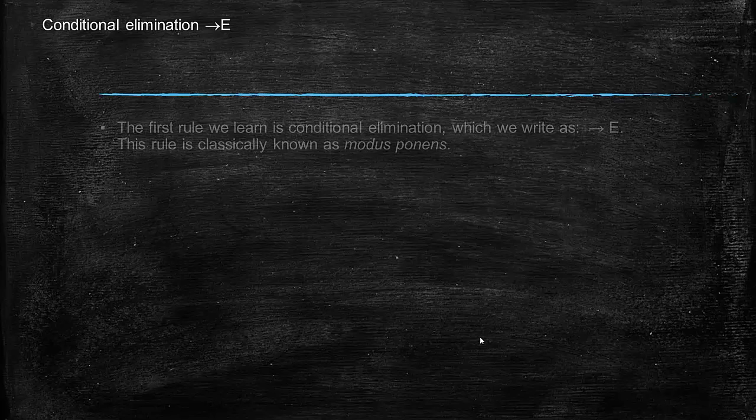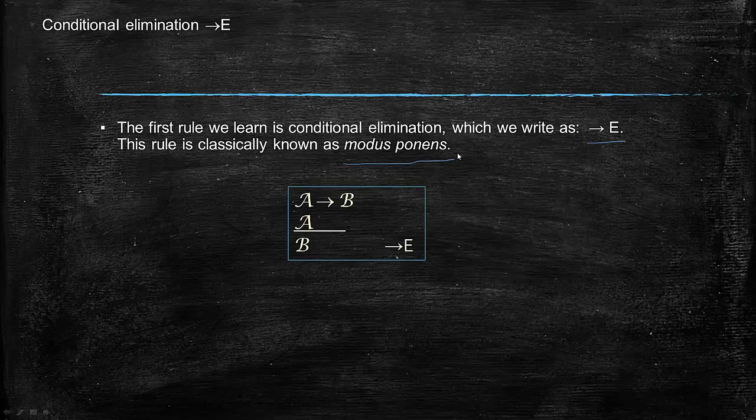Okay, so the first rule is called conditional elimination. Conditional elimination, which we write like that. A lot of the rules that we learn have classic names from the Latin, and you might have actually heard of this one in the past. I'll just tell you right now, it's called modus ponens. Modus ponens is the name. The longer name is actually modus ponendo ponens. And so it looks like this.